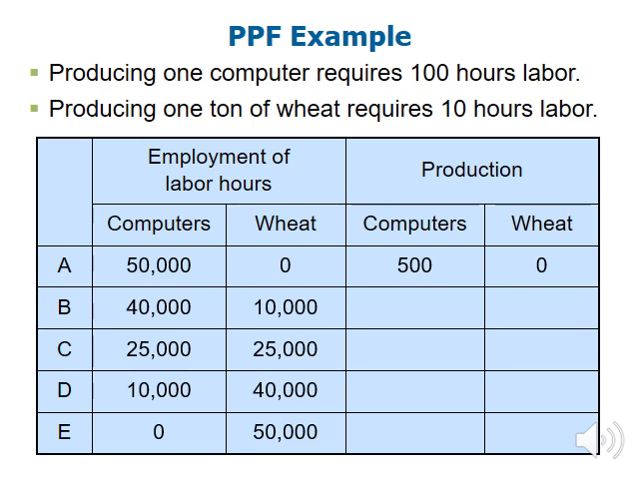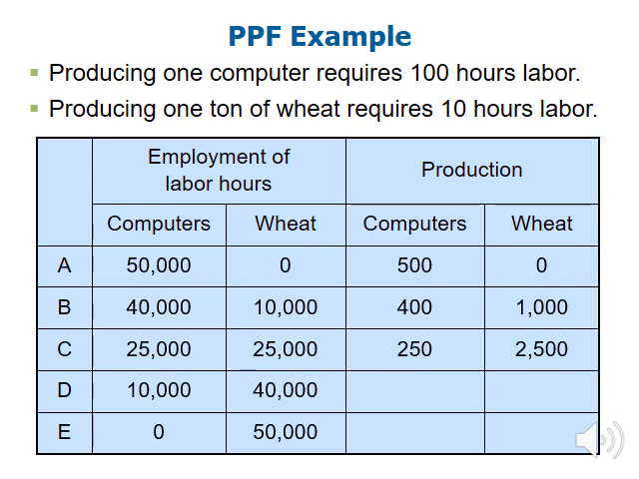At row E, we are using 0 hours in the production of computers and all of our 50,000 labor hours in the production of wheat. Given that it takes 10 hours of labor to produce a unit of wheat, the 50,000 divided by 10 provides us with 5,000 units of wheat. Rows B, C, and D merely analyze how much we could produce of computers and wheat with varying degrees of distribution of labor hours between the two sectors.